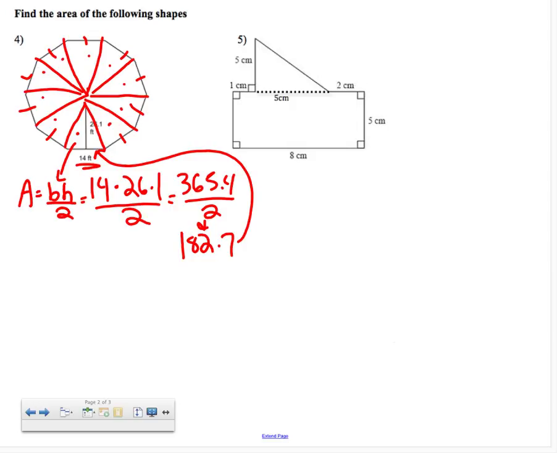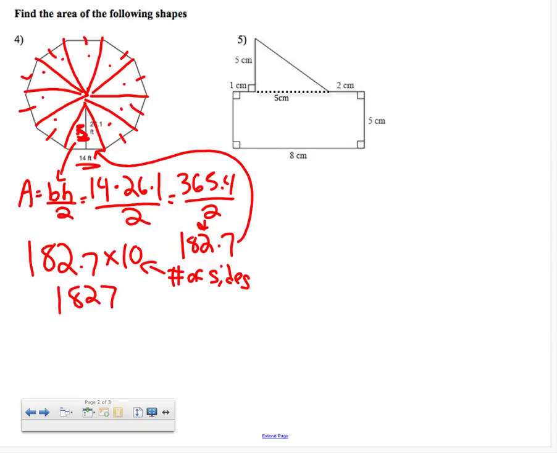So if I want the area, I'm going to take the area of one triangle that I got here, which is 182.7, and I'm going to multiply it by the number of sides, which in this case is 10. So again, 10 here is the number of sides. And that will give me the area of the entire shape, which is 1,827 feet squared.